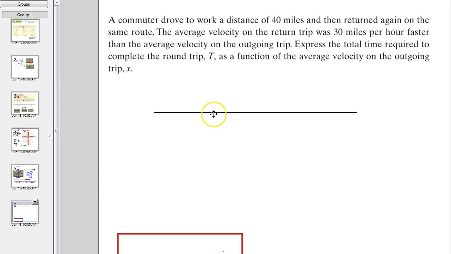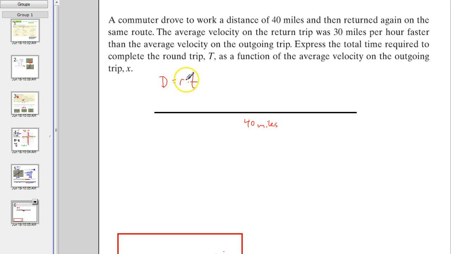Alright, now let's do a word problem that has to do with these rational functions. A commuter drove to work. This was his distance, so this is 40 miles, our little picture, and returned again on the same route. His average speed on the return trip was 30 miles per hour faster than his outgoing trip. He didn't want to go to work, he wanted to get home. Express the total time required to complete the trip as a function of the average velocity on the outgoing trip, x.